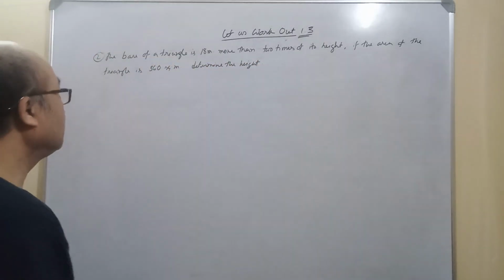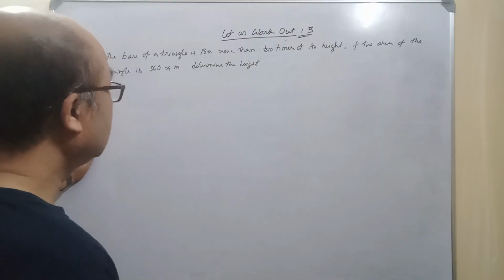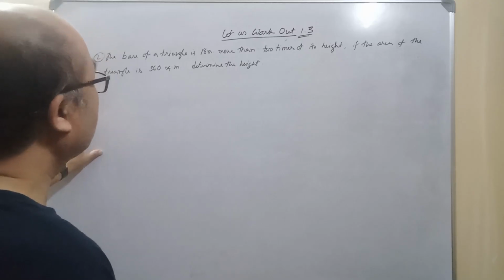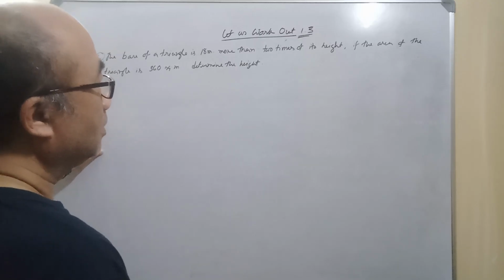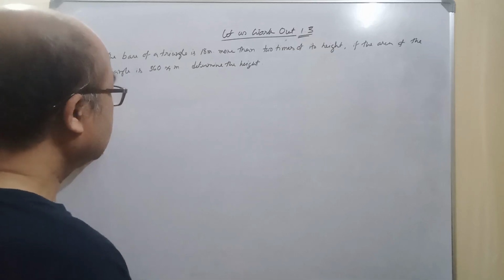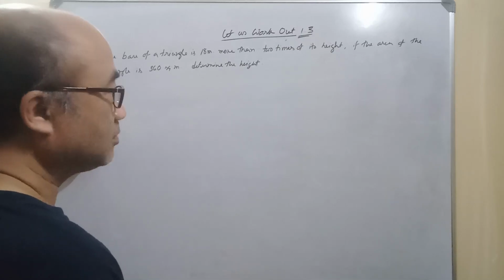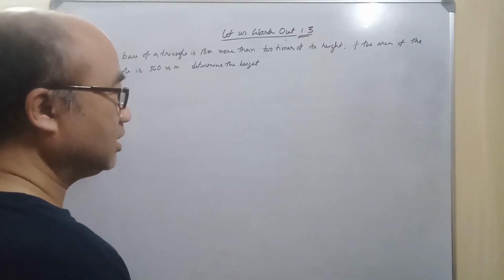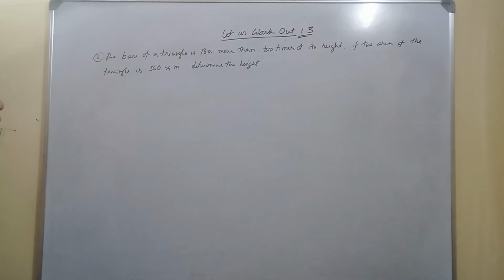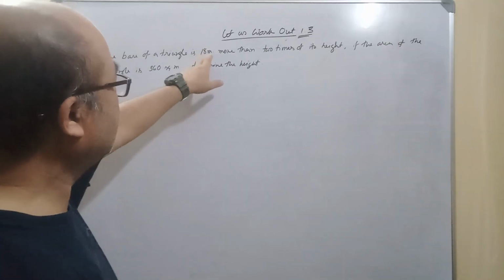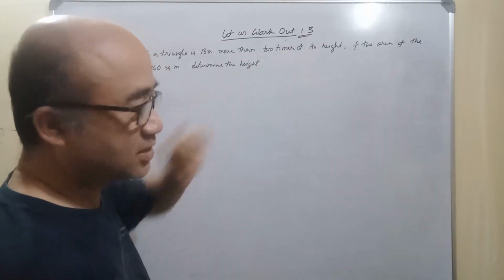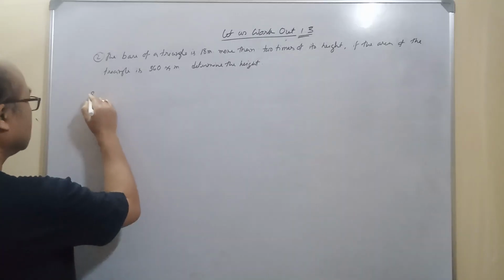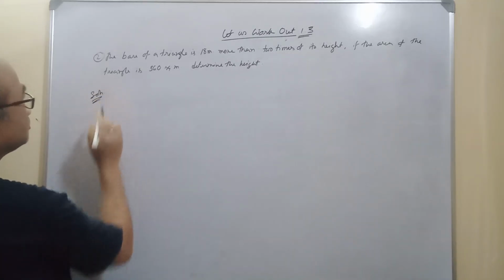Question number 2. The base of a triangle is 18 meter more than 2 times its height. If the area of the triangle is 360 square meter, determine the height. So we have a triangle and its base is 18 meter more than 2 times its height. Okay. So let us solve it.